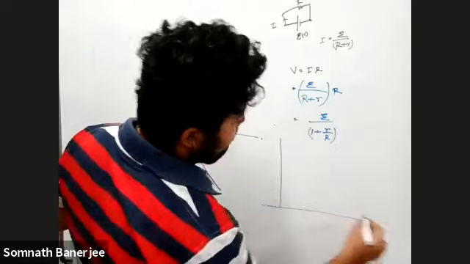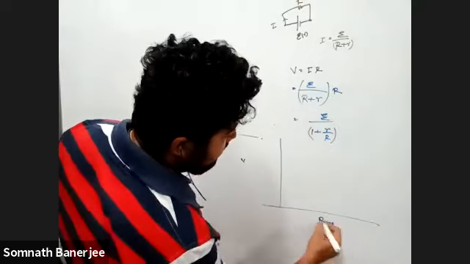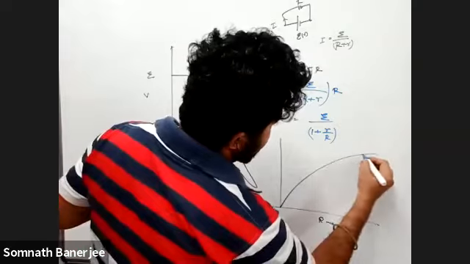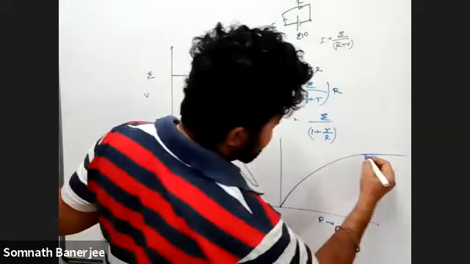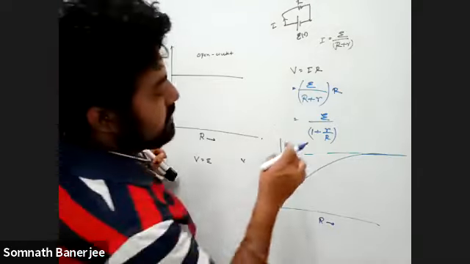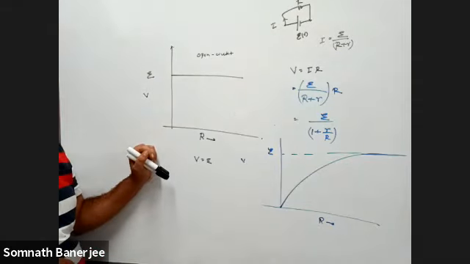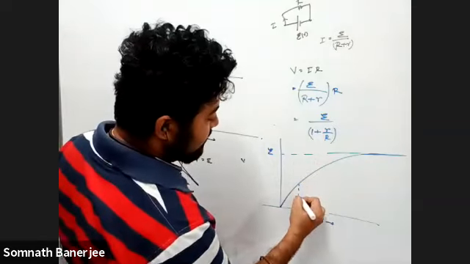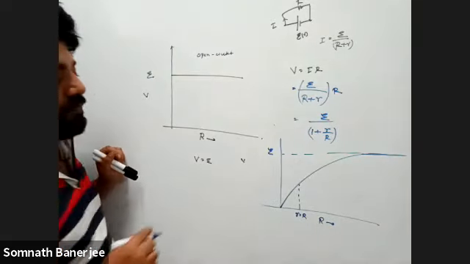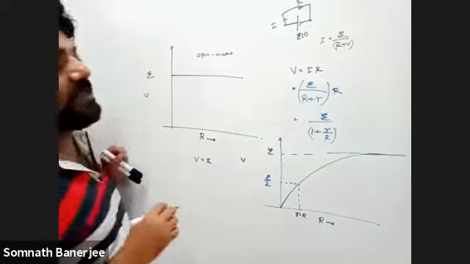Now if you want to draw the voltage versus resistance graph, how will it look? If it is an open circuit, it will be constant. But if it is not an open circuit, it will look like this. When the resistance is infinity, something divided by infinity is zero, so it will be EMF. Otherwise, it will be decreasing. And when the internal resistance and external resistance are equal, when small r equals capital R, then small r by capital R is 1, so 1 plus 1 is 2. So your voltage is EMF by 2. This V is the terminal voltage.